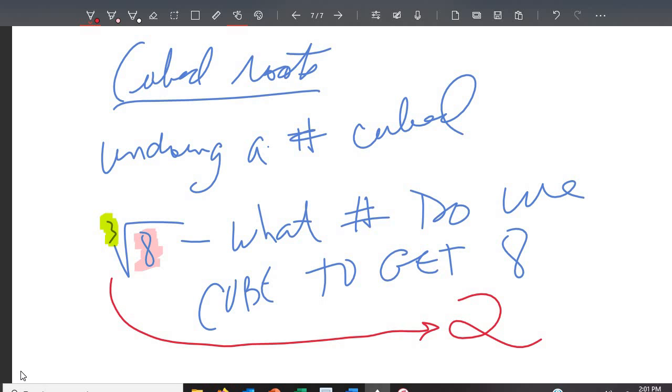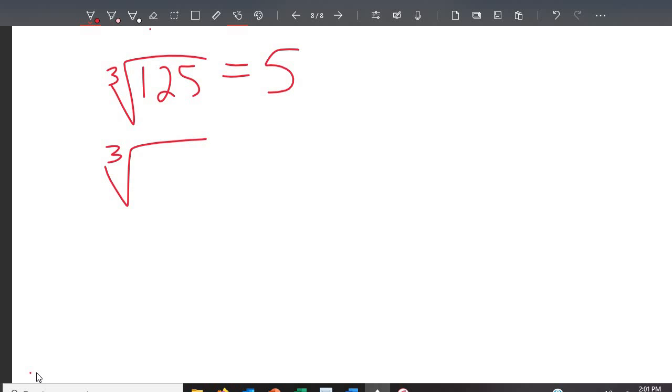What do I multiply by itself 3 times? Alright, let's say I had the cube root of 125. What do I multiply by itself 3 times to equal 125? And the answer is 5. Say I had the cube root of 27. What number times itself 3 times equals 27? Well, 3 times 3 times 3. So the answer is 3.